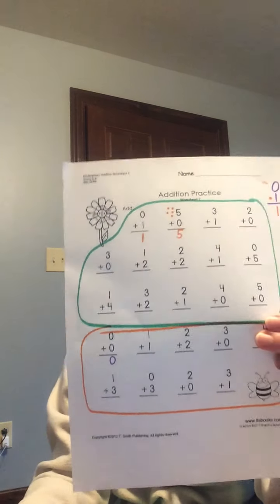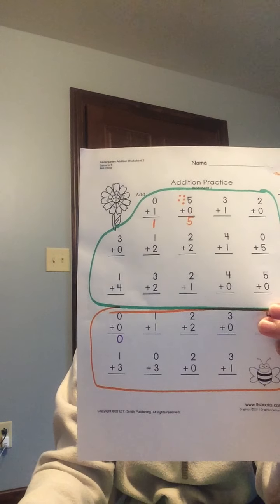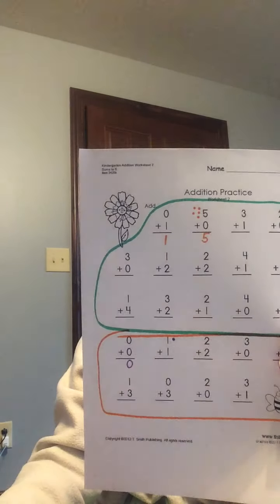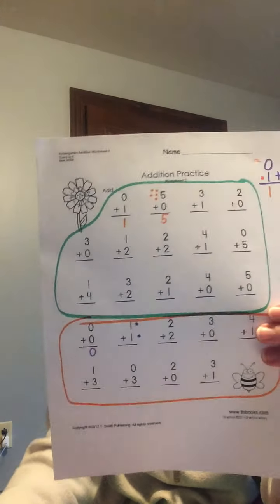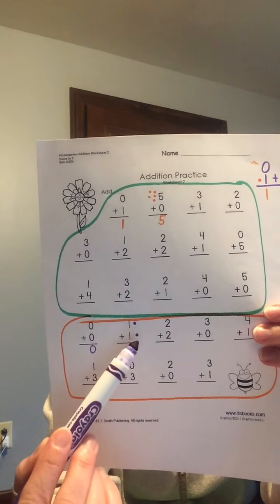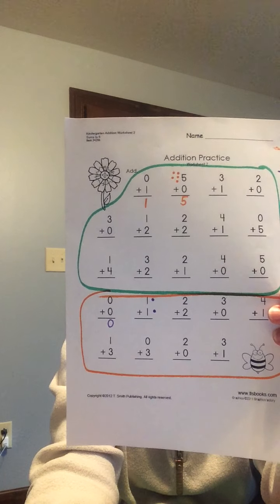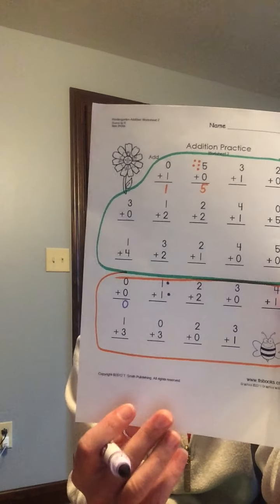Let's look at the next one. Let's do it together. 1 plus 1 equals, so let's make 1 dot beside that 1, and let's make 1 dot beside that 1. So if you wanted to count your dots all together there, how many dots do you have? 2. Good. Now where are you going to write that to? Right underneath the ones, right?